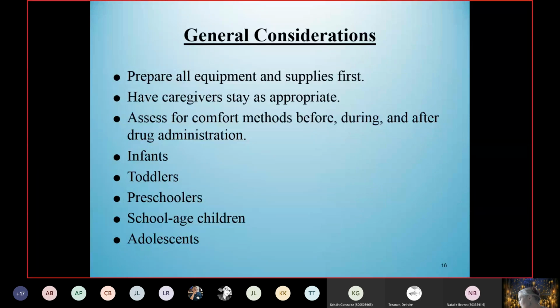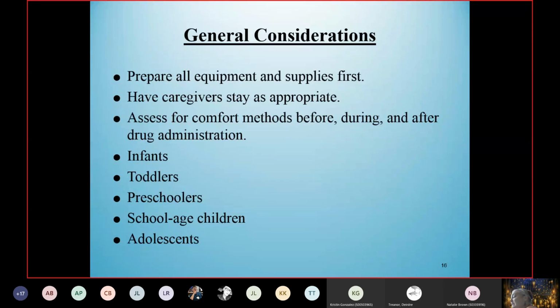Preschoolers, again, a brief, concrete explanation, provide comfort measures, use magical thinking, ointments and special medications to make discomfort go away. The role of the parent is to provide comfort and understanding.